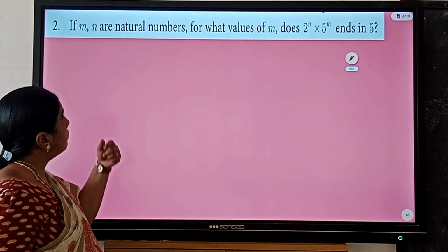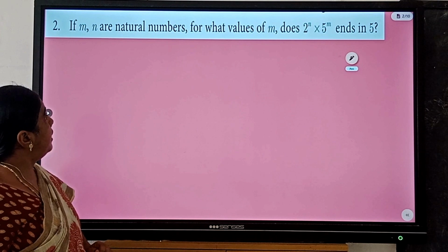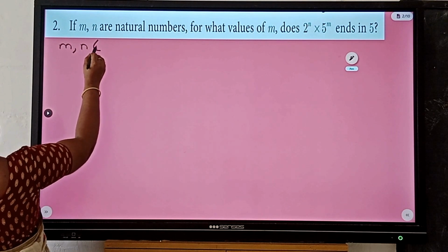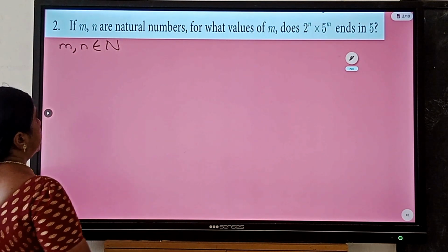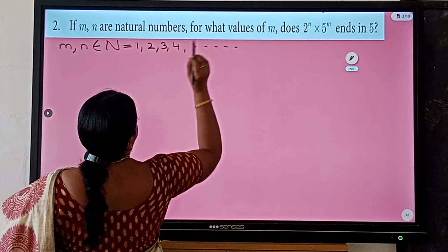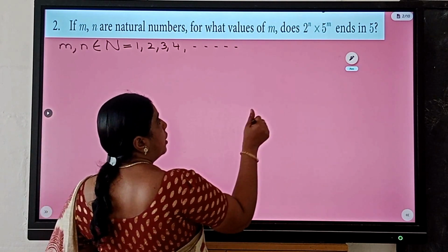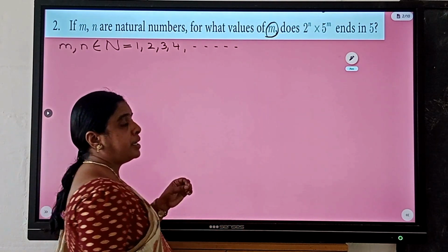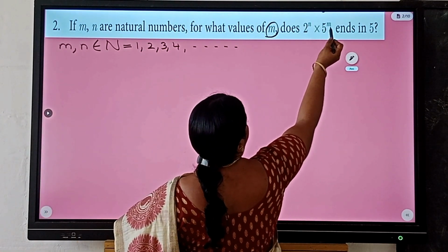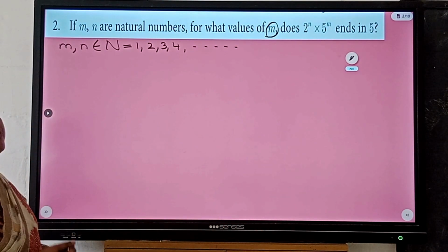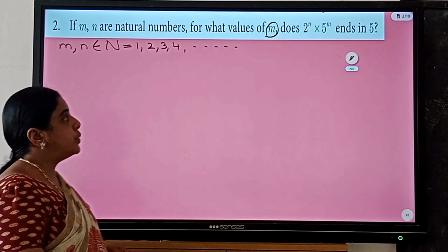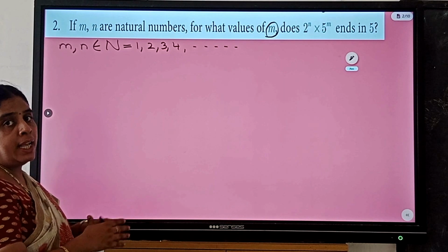In the same way, we have the second question. If m and n are natural numbers, that means the values will be 1, 2, 3, 4 and so on. Then they are asking for what values of m does 2 power n into 5 power m end in 5. Here they have asked when it ends in 5, so we have to take n and m separately.